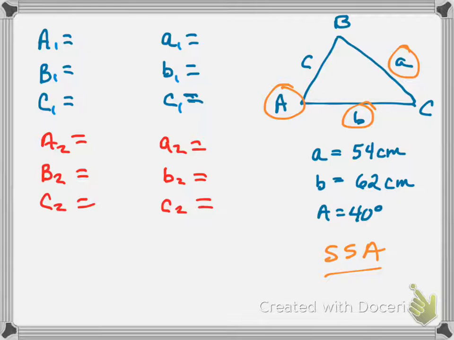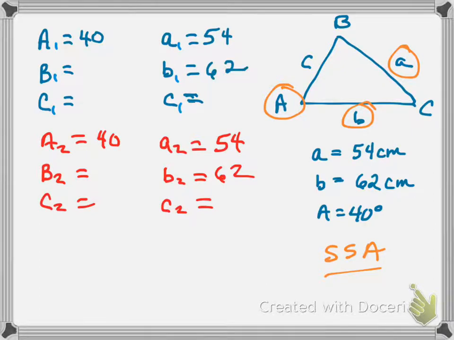And let's fill in what we know here. We know lowercase a is 54, lowercase b is 62, and angle A is 40. I know that in both cases, so in both cases I label those in there. So this is a 40, this one's a 54, and then this one is a 62.